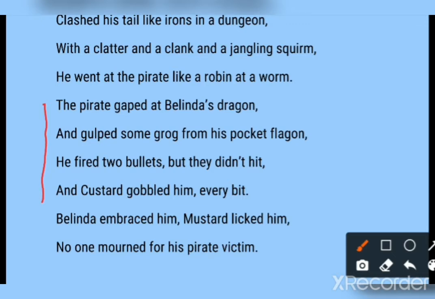So here we can find alliteration. Gulped grog: the sound g is repeated at the beginning of the words gulped and grog, that is alliteration. And imagery is again used in this stanza. They have shown the reactions and actions made by the pirate on seeing the dragon, what he does. See, pocket flagon, grog, all these are images used in the stanza.